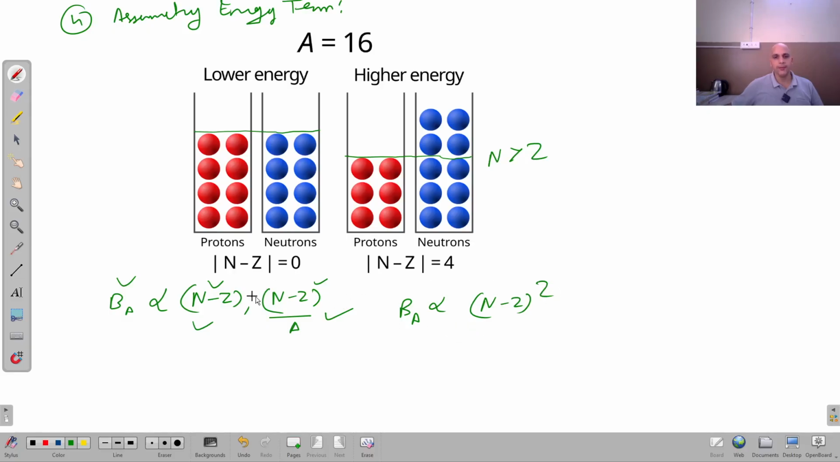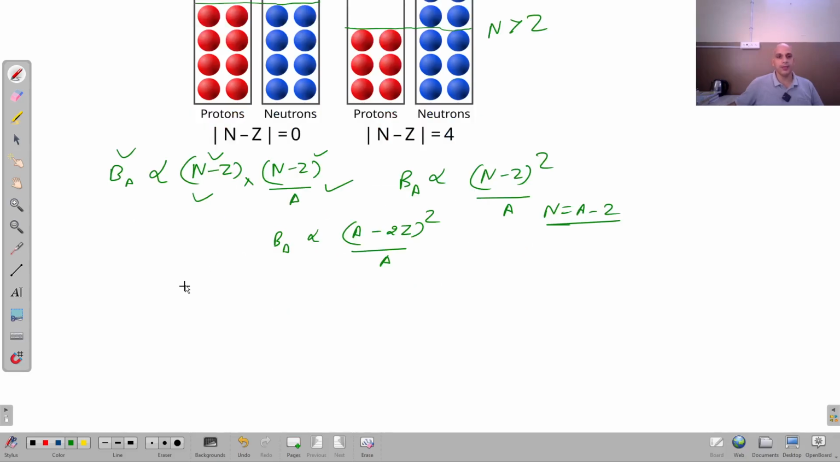We'll take that multiplied here, divided by A. Now we know n is equal to A minus Z, so I can write this term B asymmetry as directly proportional to (A minus 2Z) whole square divided by A, because n is equal to A minus Z. Now if I remove the proportionality sign, then B asymmetry energy is equal to negative A asymmetry into (A minus 2Z) whole square divided by A.